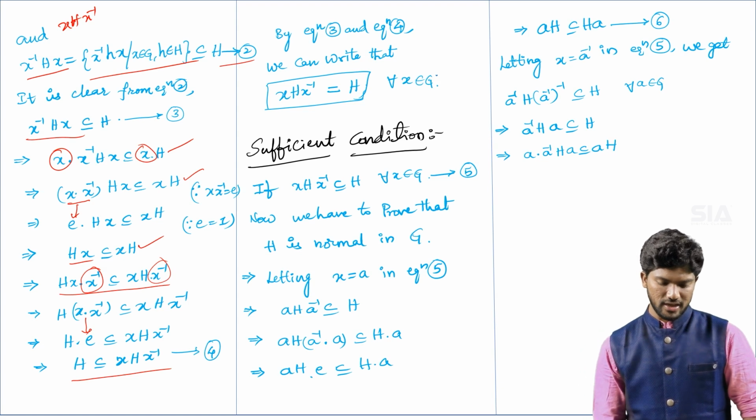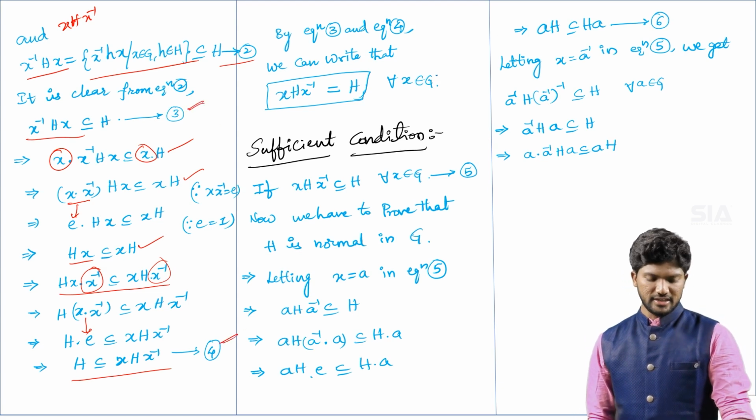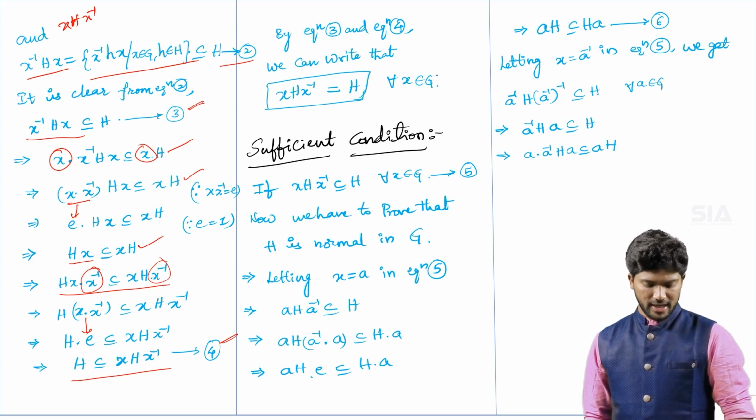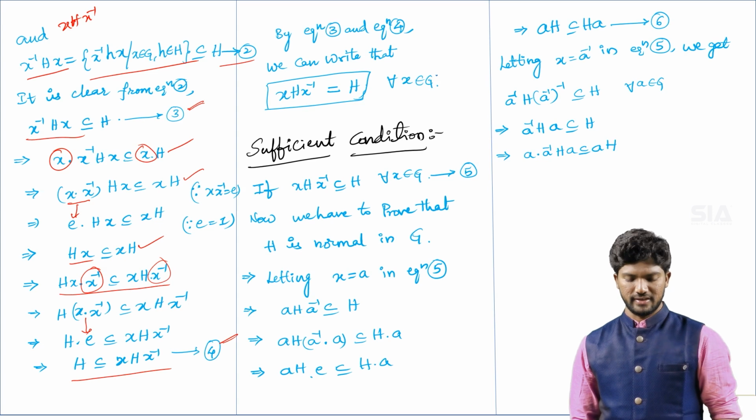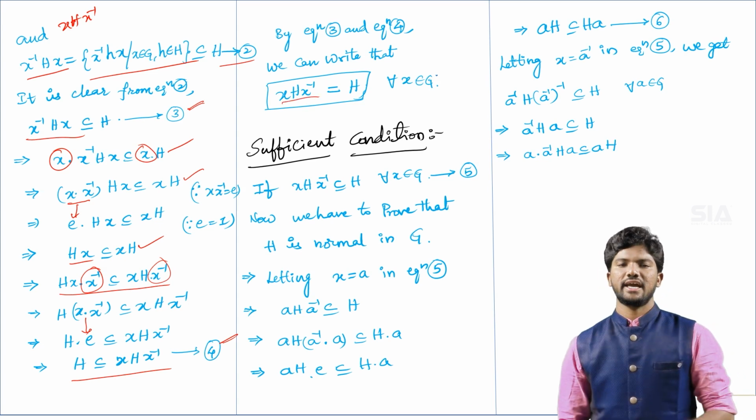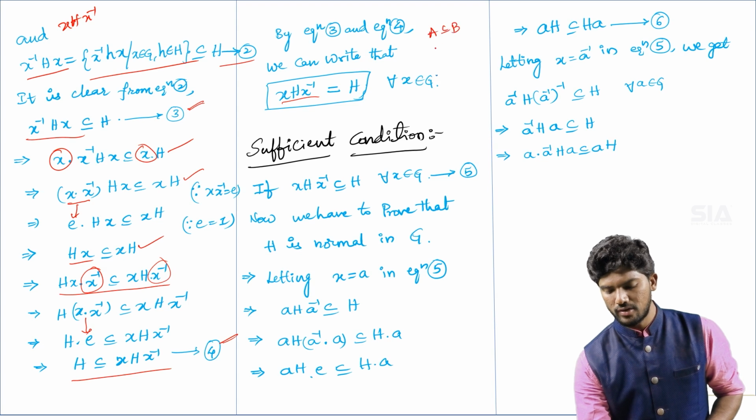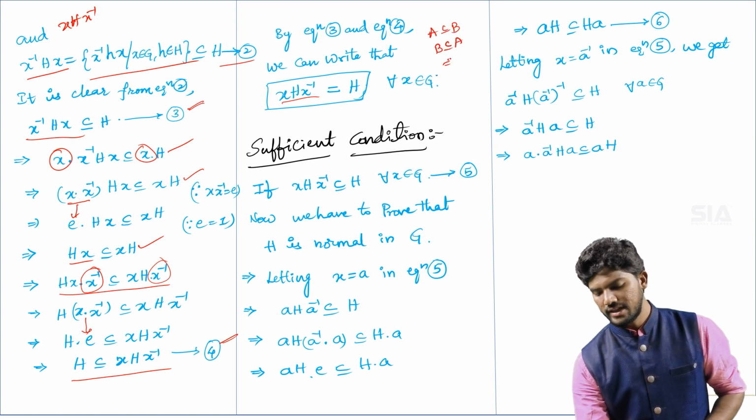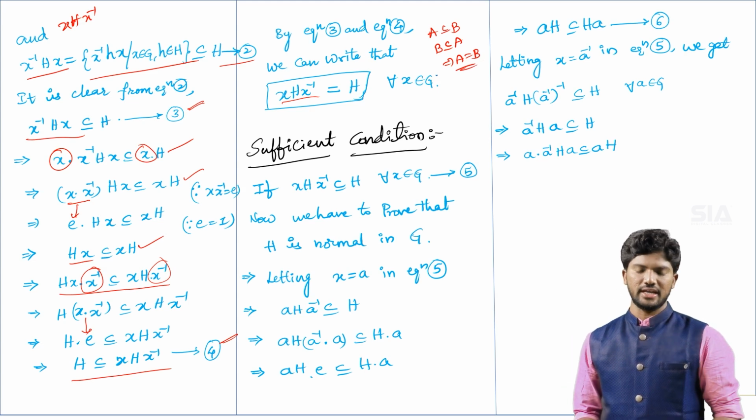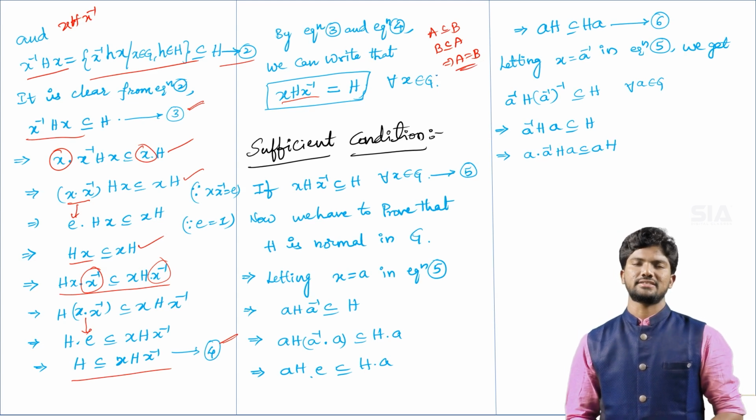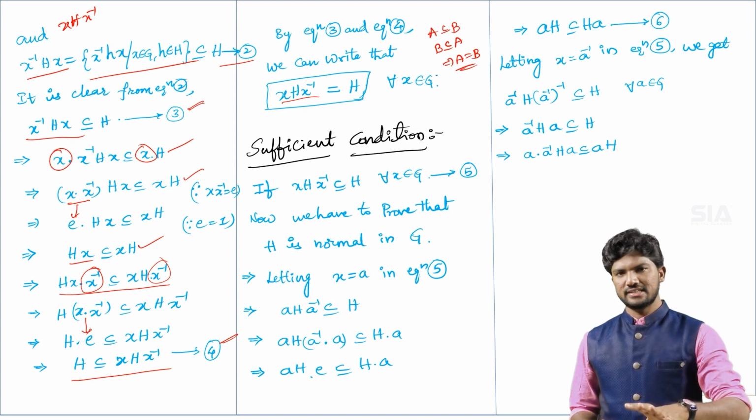Here, if you observe carefully from equation number 3 and equation number 4, X inverse hX is a subset of or equal to capital H, and H is a subset of or equal to XhX inverse. So by combining both equations, you write XhX inverse is equal to capital H. Why? Because whenever you have a is a subset of or equal to b and b is a subset of or equal to a, then clearly you can write a is equal to b. By using that condition, we write XhX inverse is equal to capital H. So that is the right hand side condition of the given theorem. That is the necessary part.